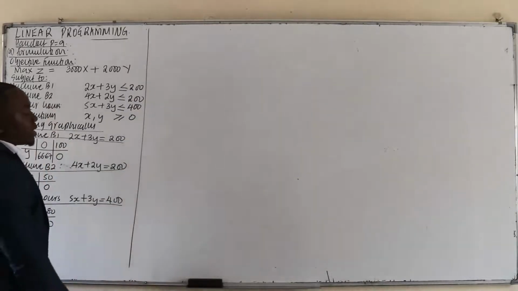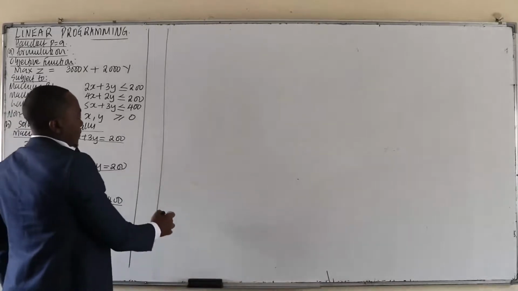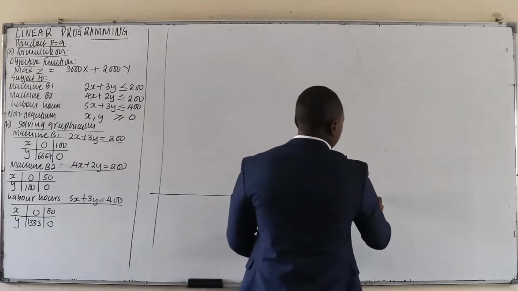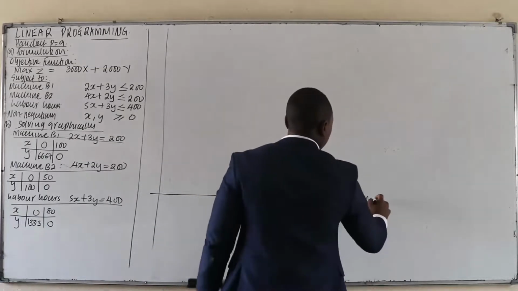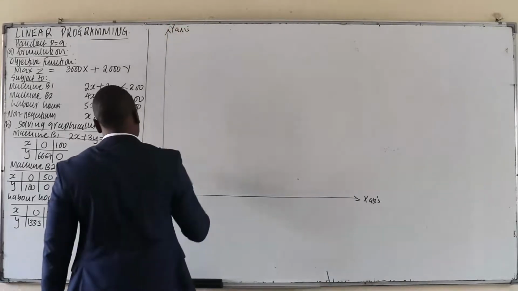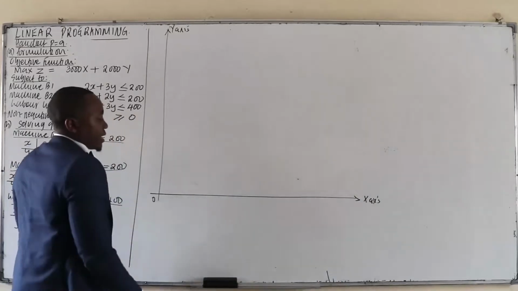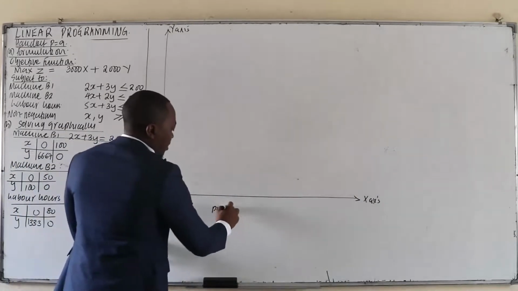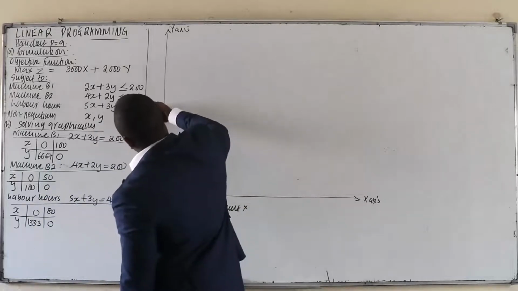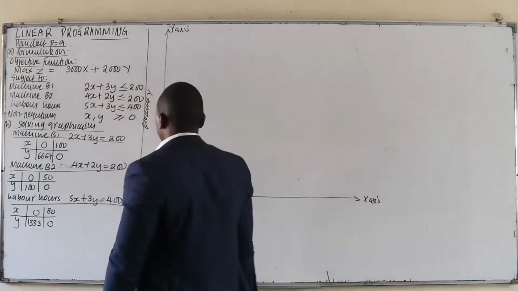Then from there, now we can come up with a graph. So this is the x-axis, you have to show that. And this is the y-axis, here we have 0. For the x-axis, here we put product x. For the y-axis, product y. Remember, you're producing two products, x and y.